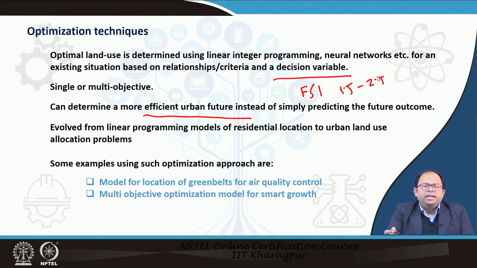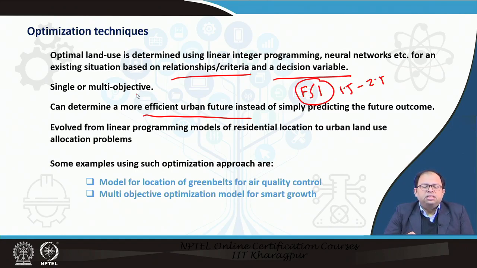And how can we determine that? That is based on a lot of relationships and criteria which link FSI with the land use pattern. So these are the different things that have to be considered. Here the decision variable is FSI. This is a single objective. I want to increase the FSI, but there could also be multiple objectives as well.